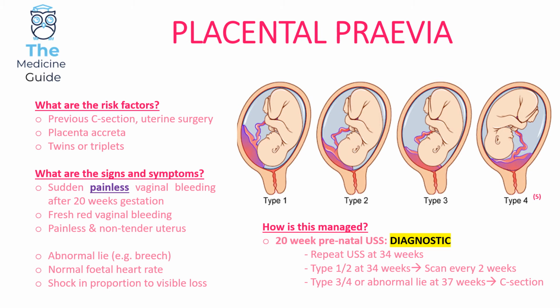At 34 weeks, if the placenta previa is identified as either a type 1 or type 2, then a scan is needed every 2 weeks, whereas if the ultrasound identifies either a type 3 or a type 4 placenta previa, or if there is an abnormal lie presenting at 37 weeks, so this can either be a breech presentation or a transverse lie, for instance, then a C-section is needed. Okay?